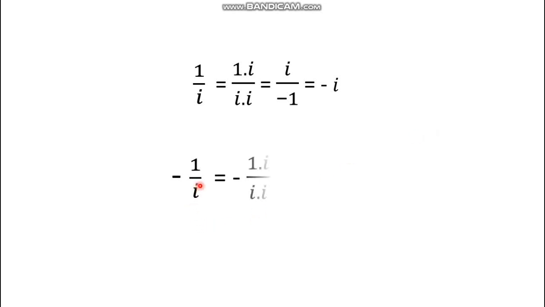How? Minus 1 by i: if you multiply both the numerator and denominator by i, then 1 into i becomes i, and i into i becomes minus 1, and these two minus signs cancel each other, and this i is obtained. So in place of minus 1 by i, you can write plus i.